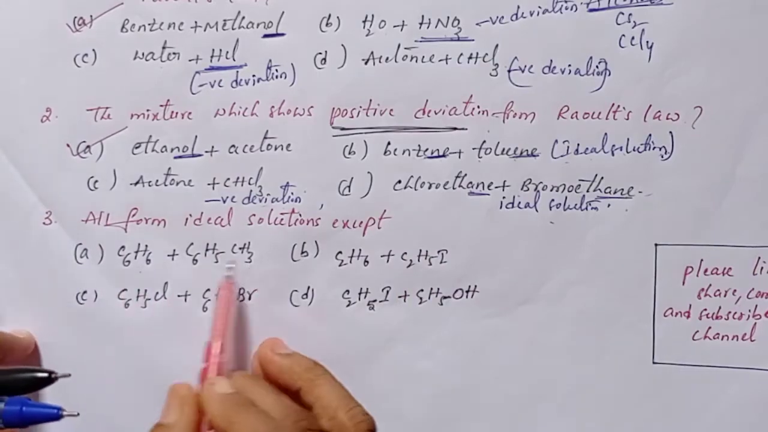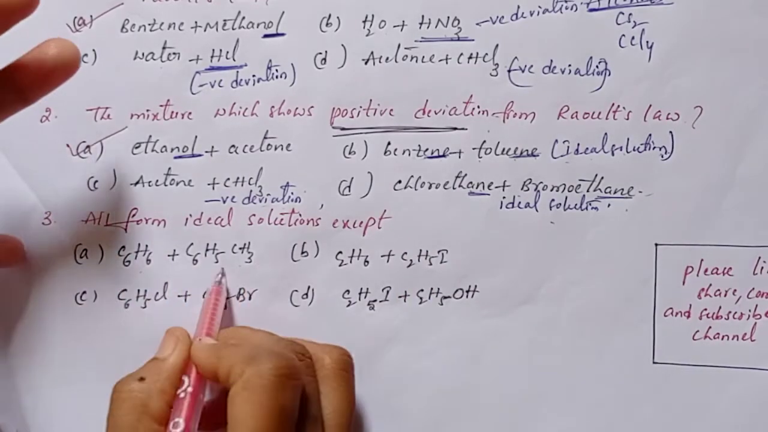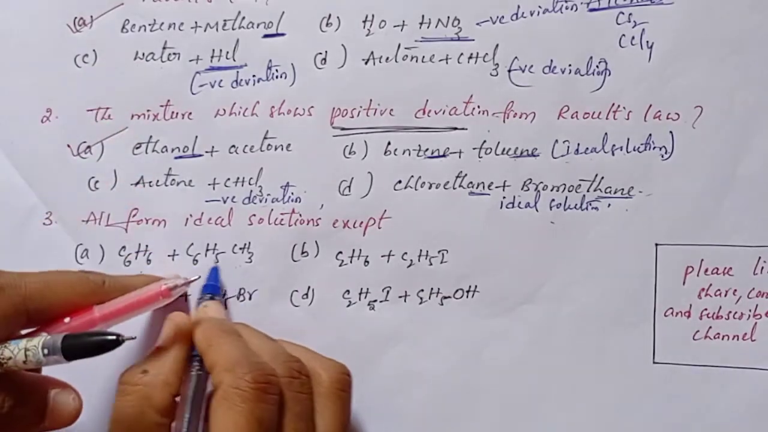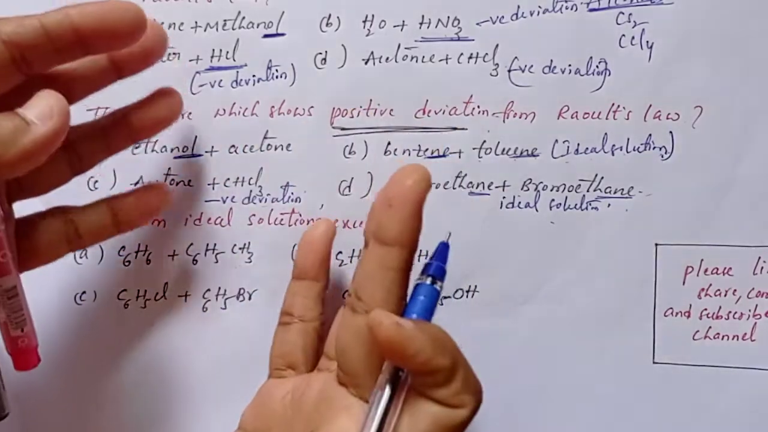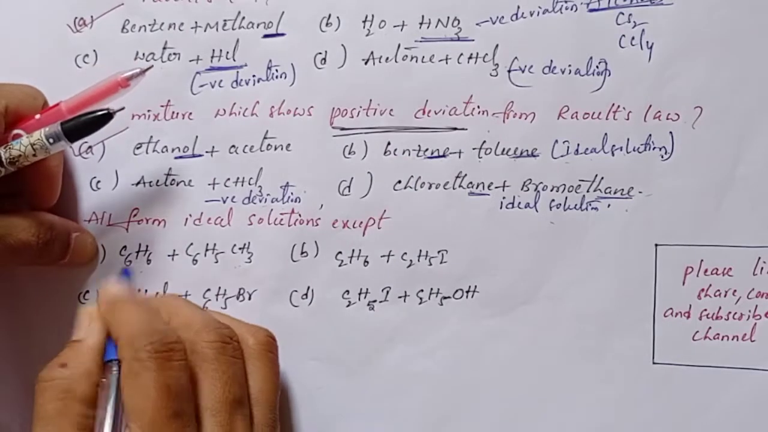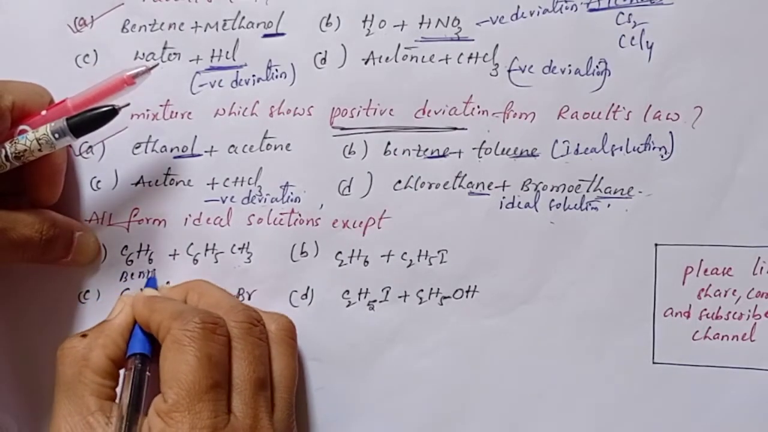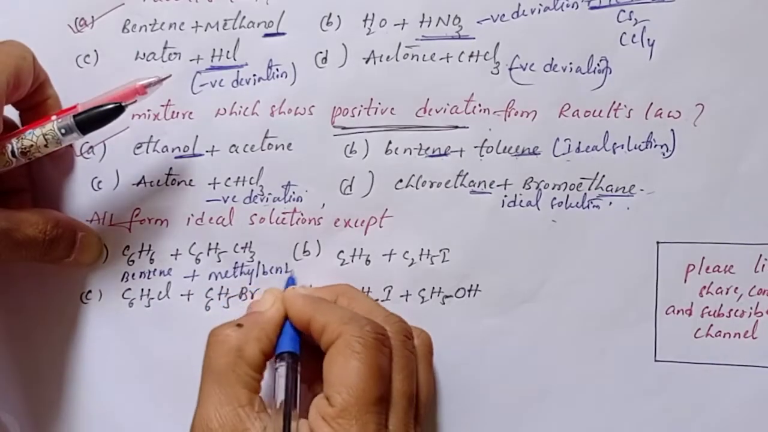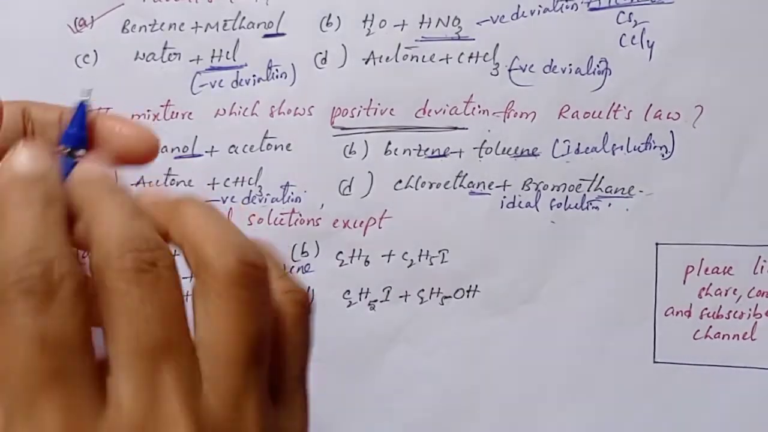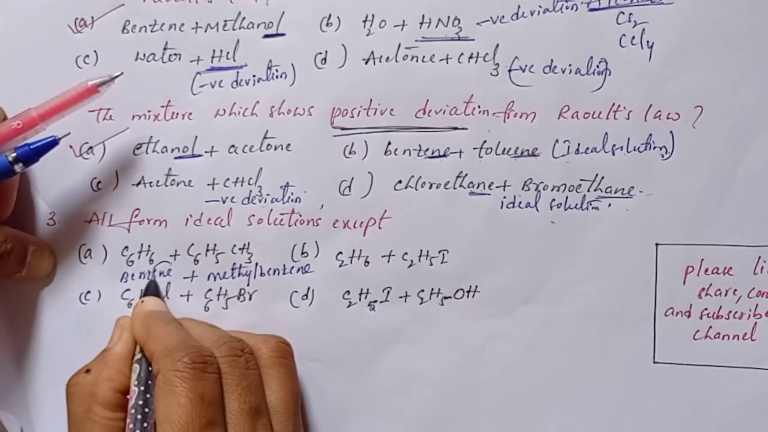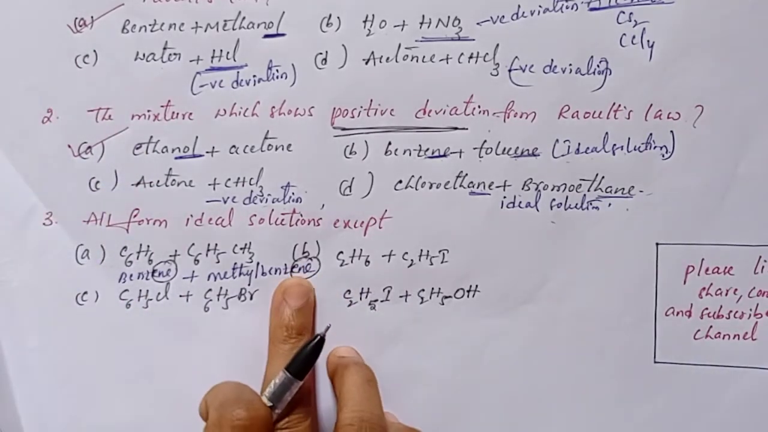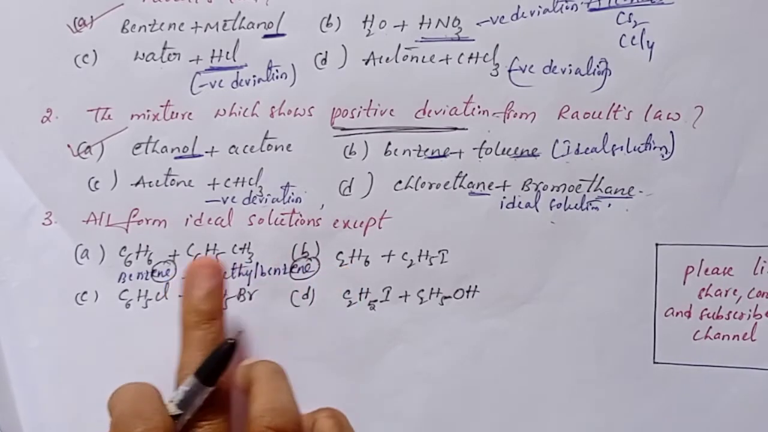This is benzene, this is methyl benzene, so it is an ideal solution, correct? Here identical words are there, benzene and methyl benzene, the common part is "ene". Here also "ene" is there, an identical word. So that's why it is an ideal solution.